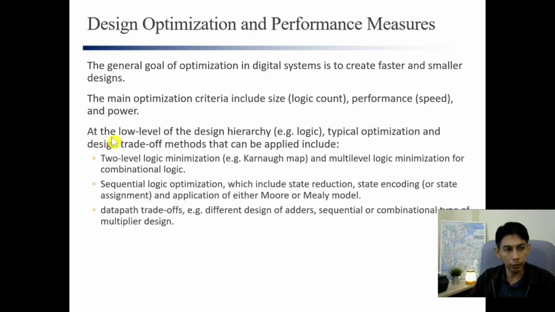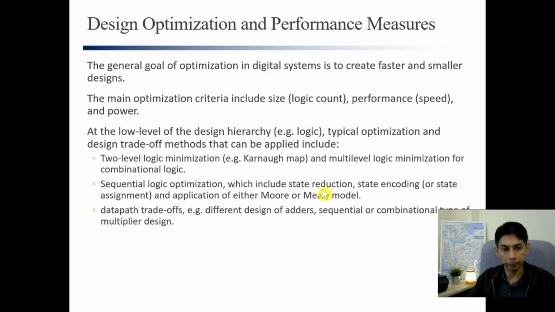Before this, we know already at what we call the low level design hierarchy, for example at gate level or logic level, what we have done for optimization is actually this. We have done the Karnaugh map to reduce or simplify the Boolean equation, to get as small as possible for our design. And for sequential logic optimization, when we build the finite state machine, we try to do the state reduction, to reduce the number of states as low as possible, so that the number of flip-flops, the state register, is small.